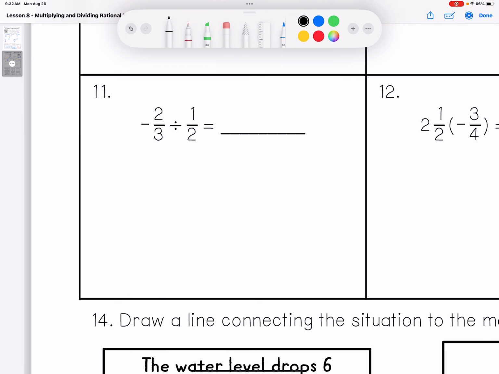Number 11. It's another division, so we do have to KC it. Man, that just makes me so hungry. All right. So here we go. Keep it. Change it to multiplication and flip it.